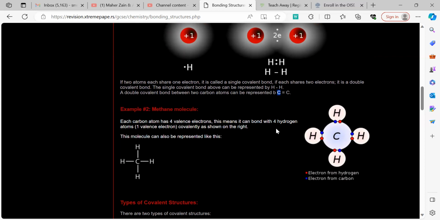In the methane molecule, carbon has four outer shell electrons, whereas there are four hydrogen atoms. They all basically share one electron each, and so the carbon atom becomes stable by having eight electrons in total. Here you can see the electrons which I've just shown. This is a single bond, so there are two electrons here, two, two, two, two. In total there are eight electrons, which can be shown over here as well.